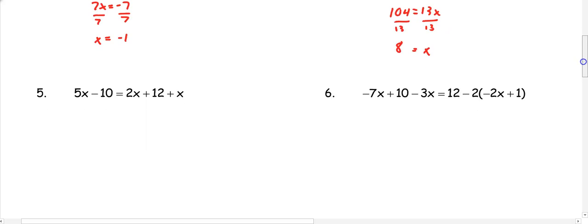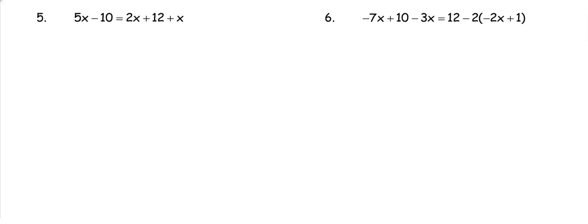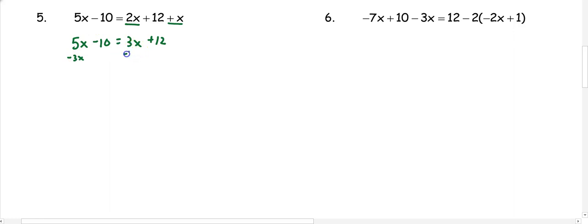In number 5, there's multiple x terms. So the first thing we have to do is combine like terms on the right side. So the 2x and the x becomes 3x. So we have 5x minus 10 equals 3x plus 12. We can subtract 3x from both sides. 2x minus 10 equals 12. We can add 10 to both sides. So we get 2x equals 22. And when we divide, we get x is 11.